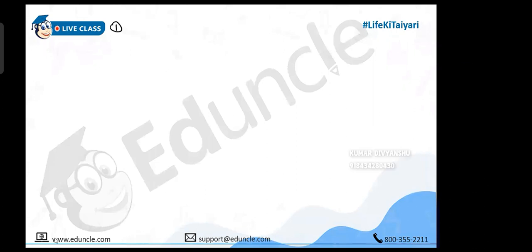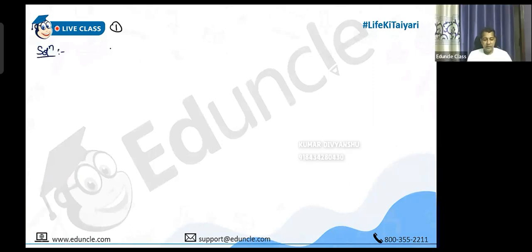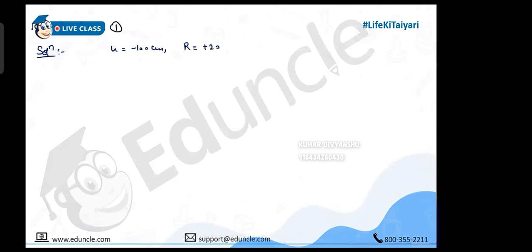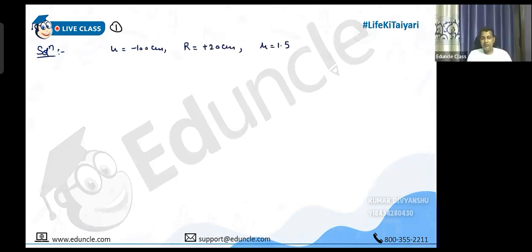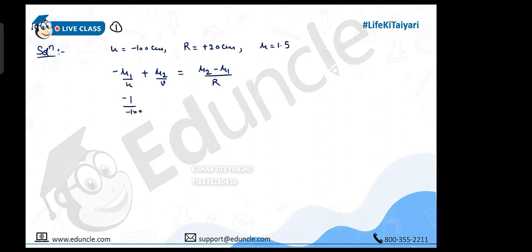Let me discuss about that. So in that particular question, you are saying that u is minus 100, r is plus 20, and mu is 1.5. So the formula is minus mu1 by u. Please substitute the values. So this comes out to be 100. That's okay. But it has been given it's a spherical glass surface.